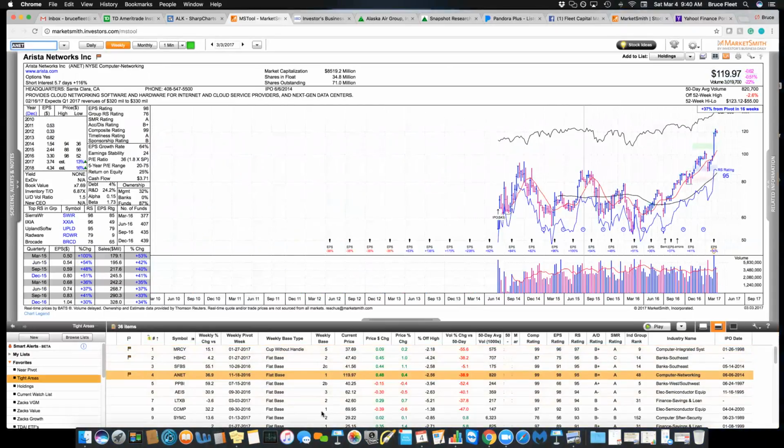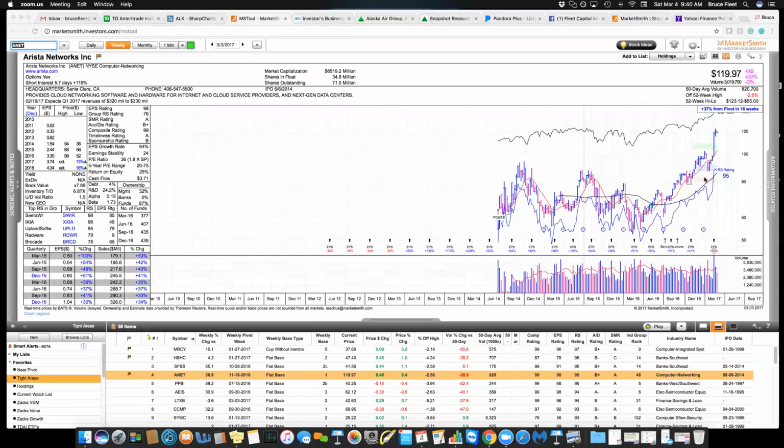So here's a question. Now you're a portfolio manager. This did come up on a tight area screen, but would you buy this? Well, they had an earnings announcement and the stock popped huge. Really big, strong pop. So you've got to make the decision. Are you going to buy this stock? Well, I don't think so. That was a pretty strong pop.